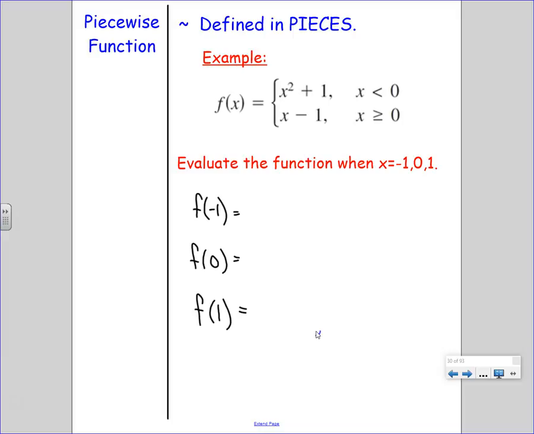So it's asking for that one piecewise function up above. What would f of negative 1 be? What happens when you input a negative 1? What would f of 0 be? What happens when you input a 0? And what would f of 1 be? What happens when you input a 1?